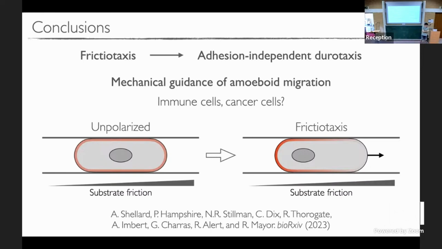Yeah. So friction taxis only happens, only the symmetry breaking is required one way or another without the gradient. Without the gradient of friction, you show that it could break the symmetry one way or another. Yeah, exactly. So this is amoeboid migration in a uniform environment.